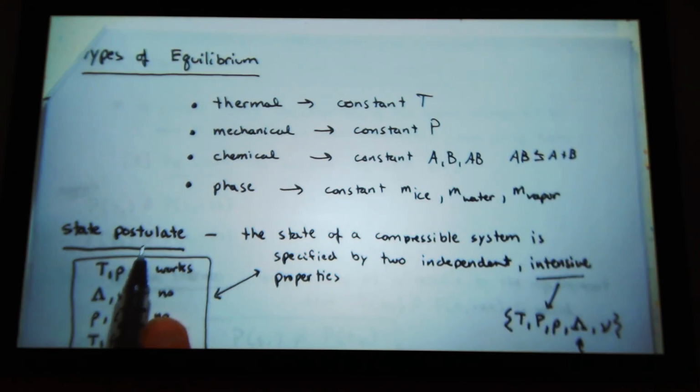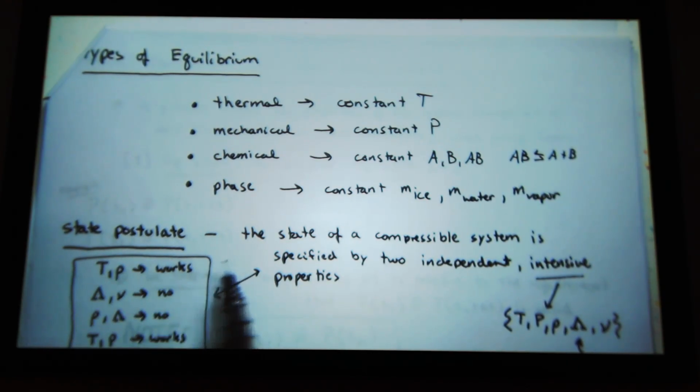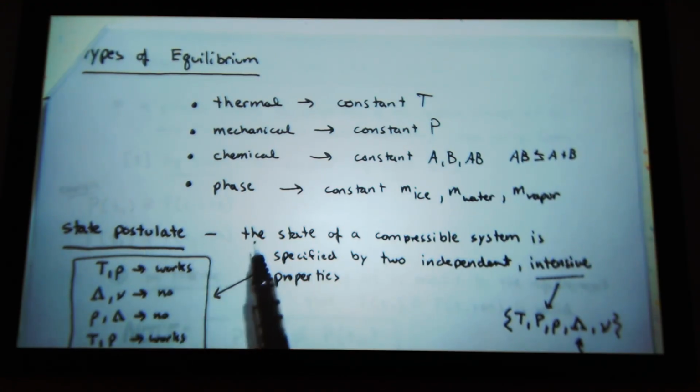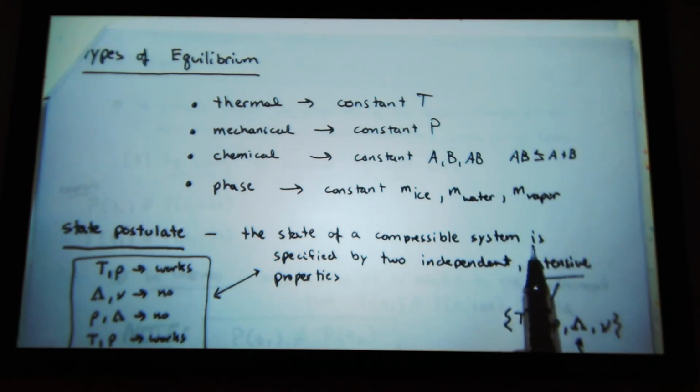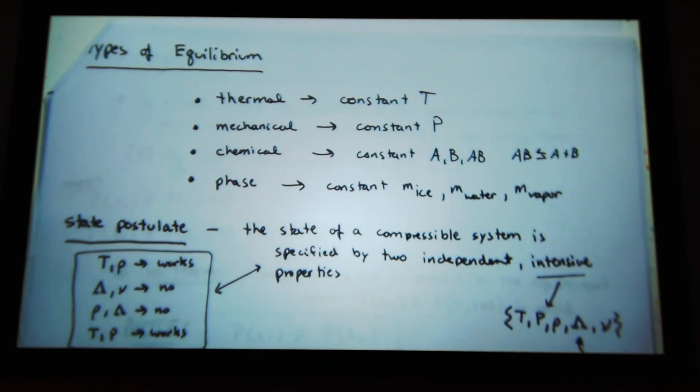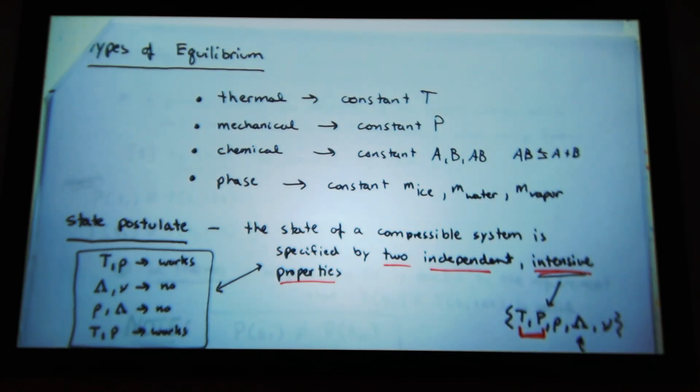So this is why I wanted to get to the state postulate. So the state postulate is very important. The state of a compressible system is specified by 2 independent intensive properties. Two independent intensive properties. Intensive. We already discussed that temperature and pressure are intensive. We can't add them. They're not additive.